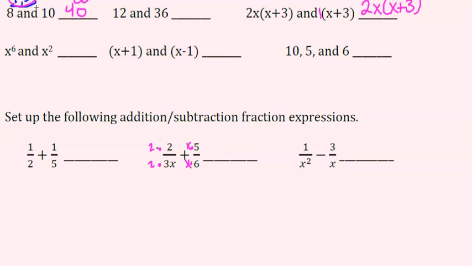That will give us 2 times 2 is 4. 2 times 3x is 6x. And then 5 times x is 5x. 6 times x is 6x. We don't have to write that again since they're the common denominator. So we can just put the 6x in the middle. So that's the same thing as 4 over 6x plus 5 over 6x.